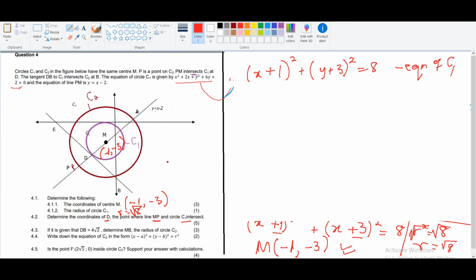And again, what else are we given? They don't just give you those things for fun. They gave you the equation of the line PM. So at this point D, they are sharing the same common value of x and the same value of y. That means the line PM and the circle, where they meet, share the same common x and y. The line PM is y equals x minus 2. So that means we can equate the equations.